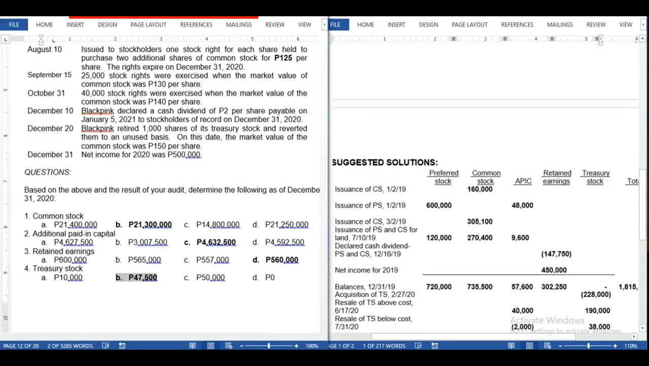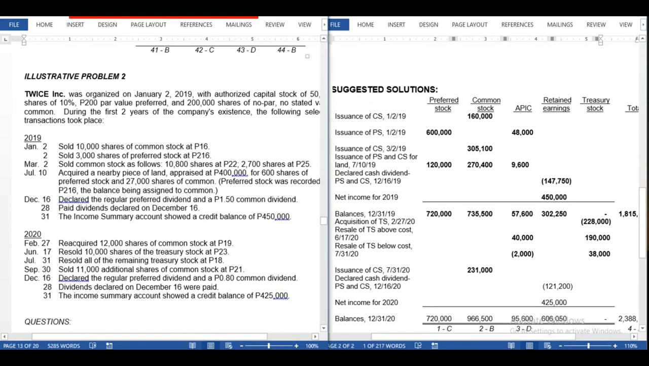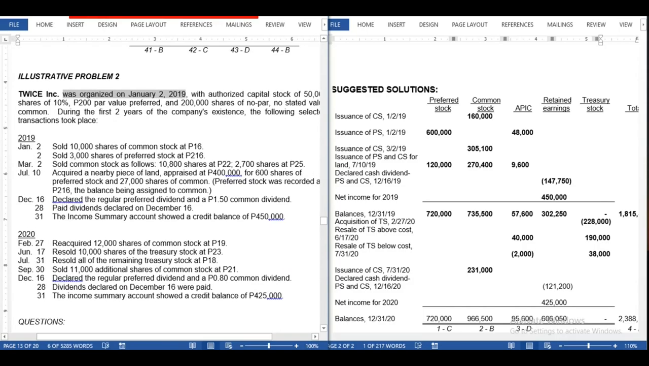And then the next one here is problem number 2. So, problem number 2 is Twice naman. Twice Incorporated was organized January 2019. So, was authorized share capital stock of 50,000 and then 10% 200 par value preferred. And then, 20,000 shares of no par. So, no stated value. Syempre, this is for problem lang.